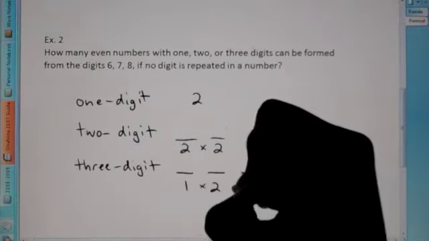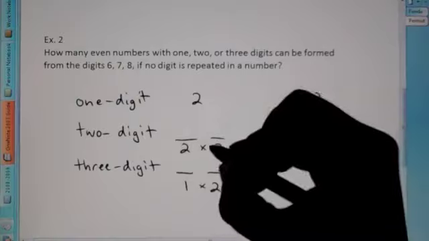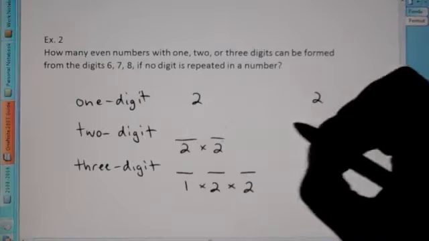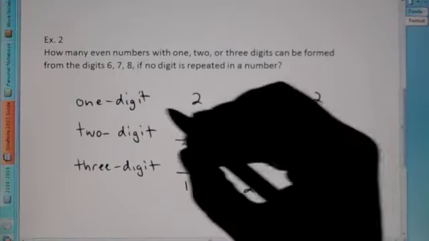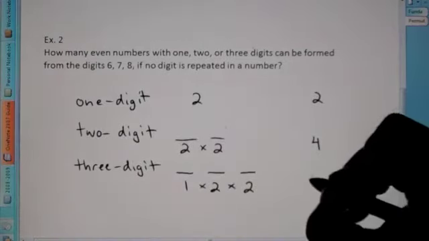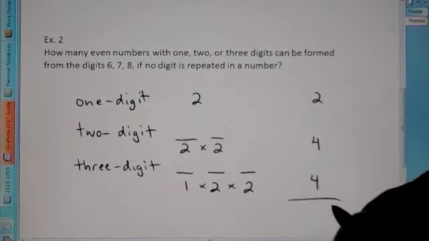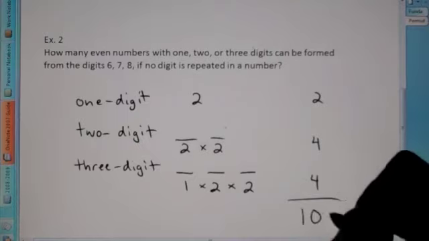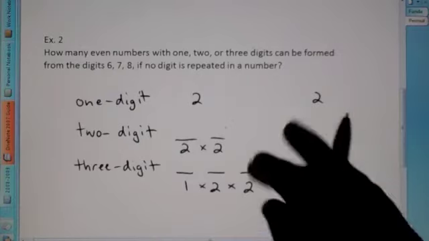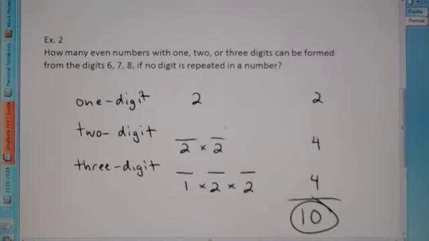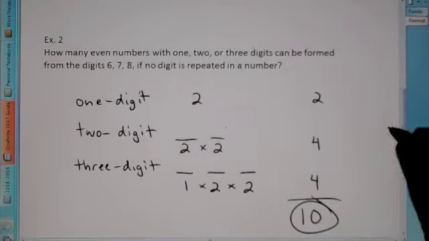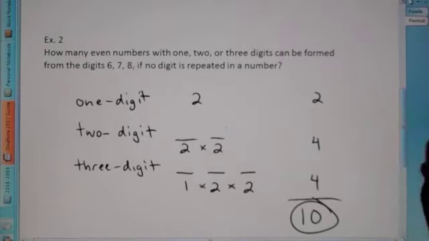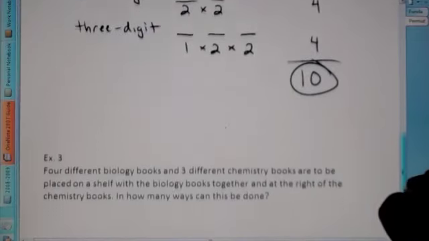So we have 2 for the 1-digit numbers. 2 times 2 is 4, so we have 4 2-digit numbers, and we have 4 3-digit numbers. How many 1, 2, or 3-digit numbers can we form? We add those up, so we get 10. 10 possible numbers. Again, if you're not fully grasping this, keep watching it. You can watch it over and over, and hopefully it makes sense.